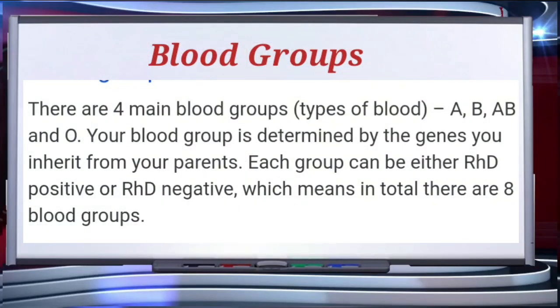Blood of human beings differs in certain aspects, though it appears to be similar. Various types of grouping of blood have been done. Two such groupings are ABO and the Rh factor. These two groups are widely used all over the world. There are four main blood groups: A, B, AB and O. Blood group is determined by the genes we inherit from our parents. Each group can be either Rh positive or Rh negative.